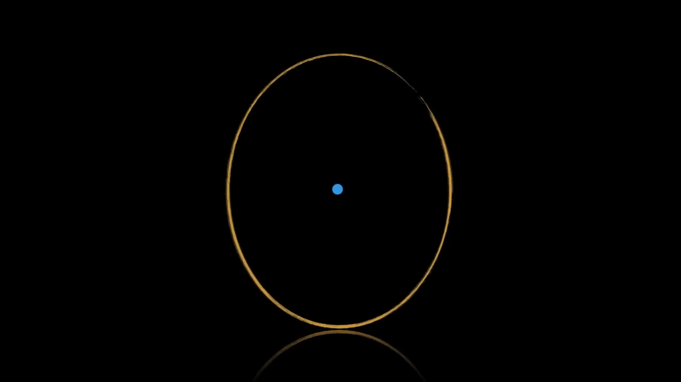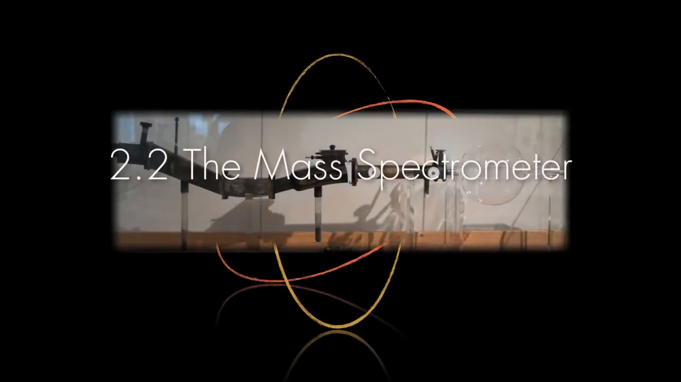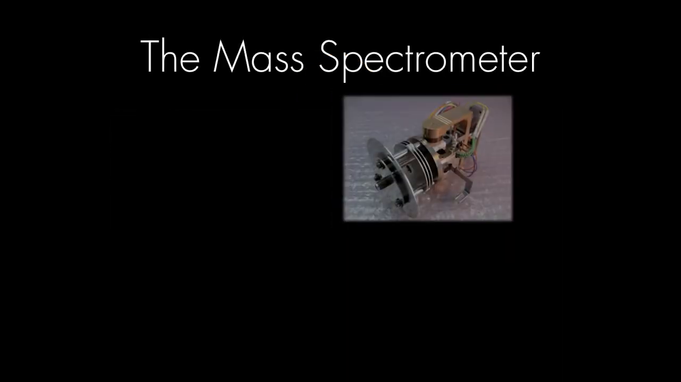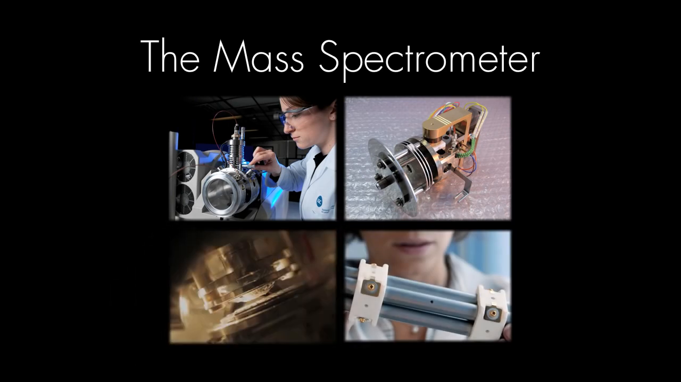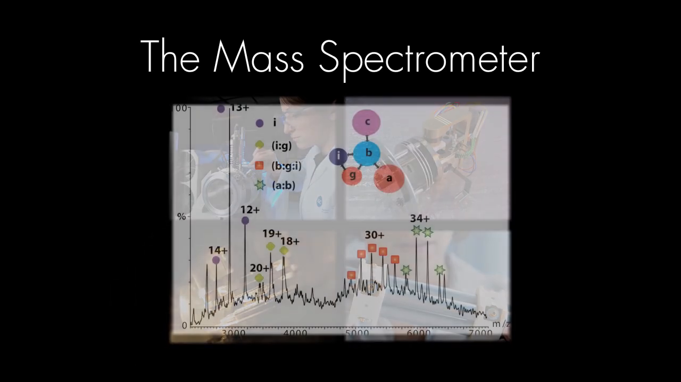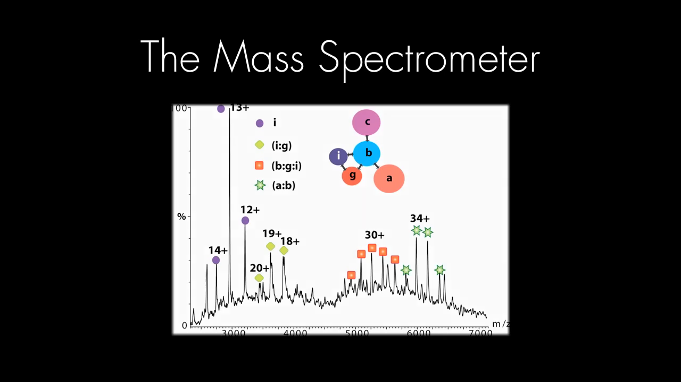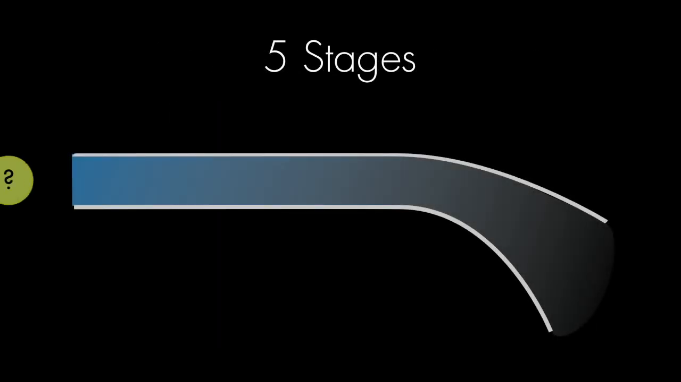Welcome to subtopic 2.2, the mass spectrometer. The mass spectrometer is a vital instrument in many kinds of chemical analysis. But how does it work, and how do we interpret the data that we get from it? A mass spectrometer works in 5 stages.